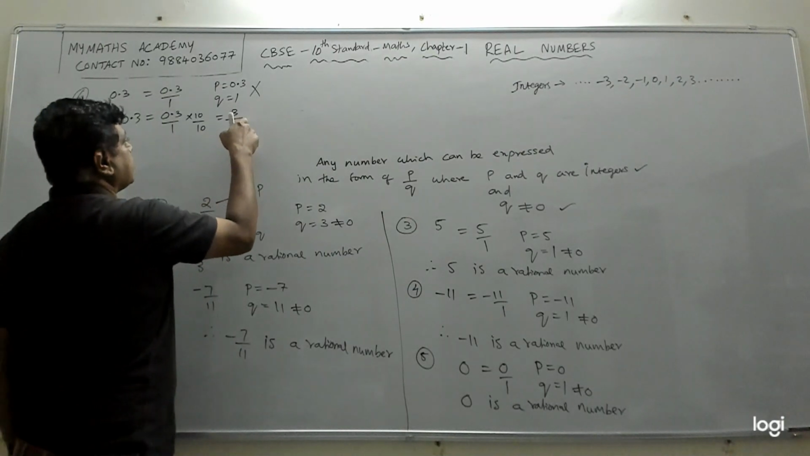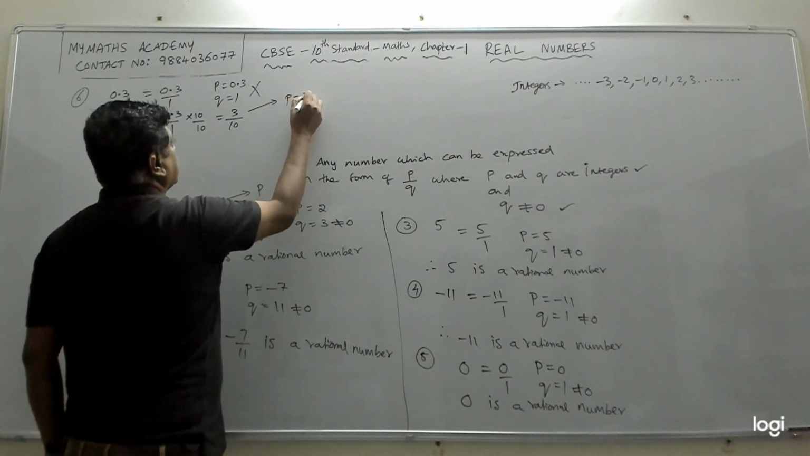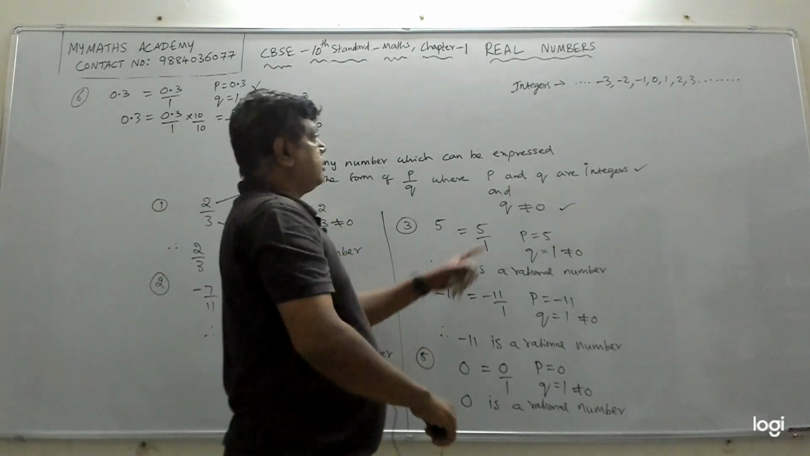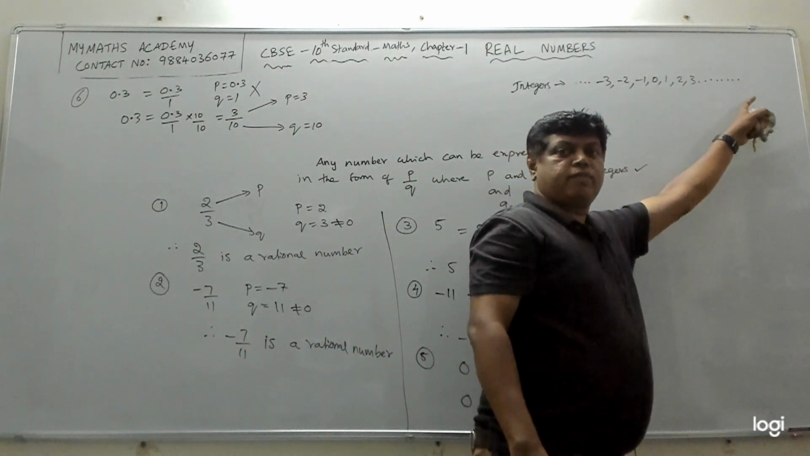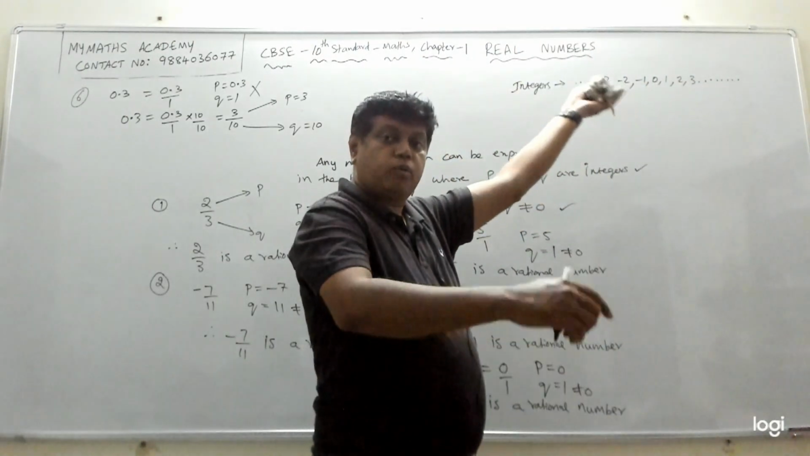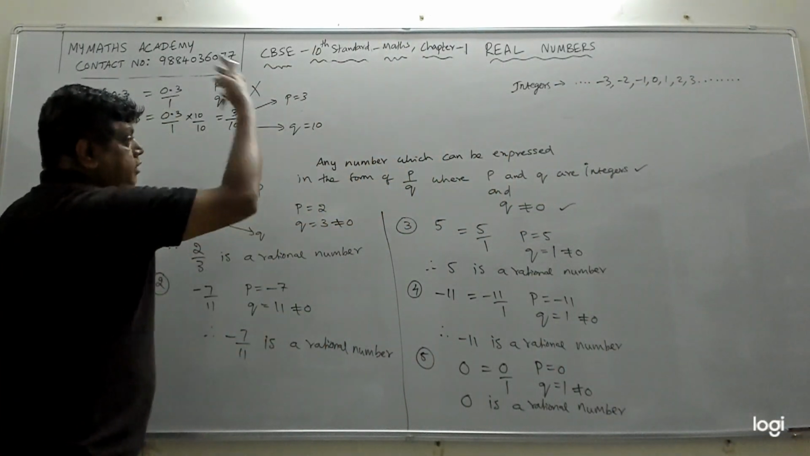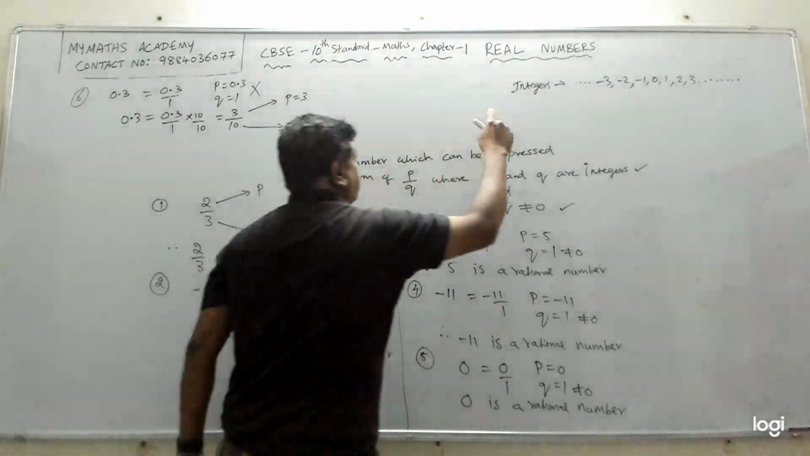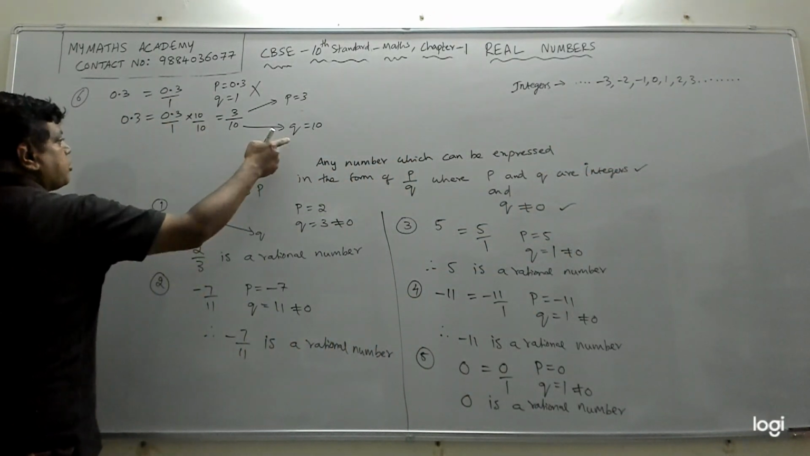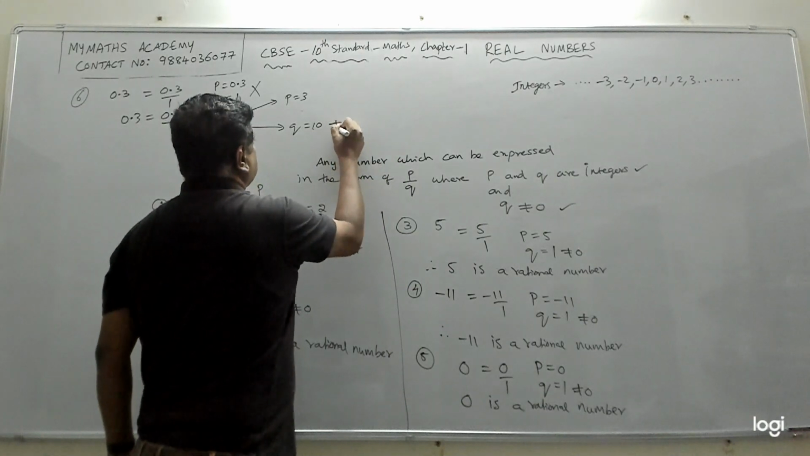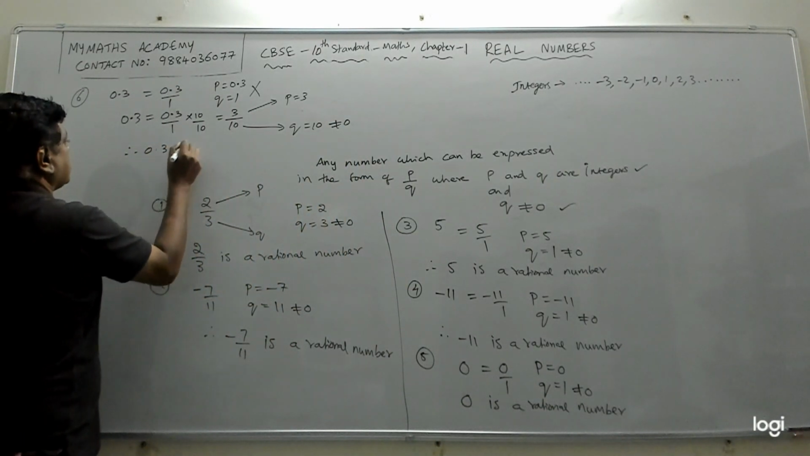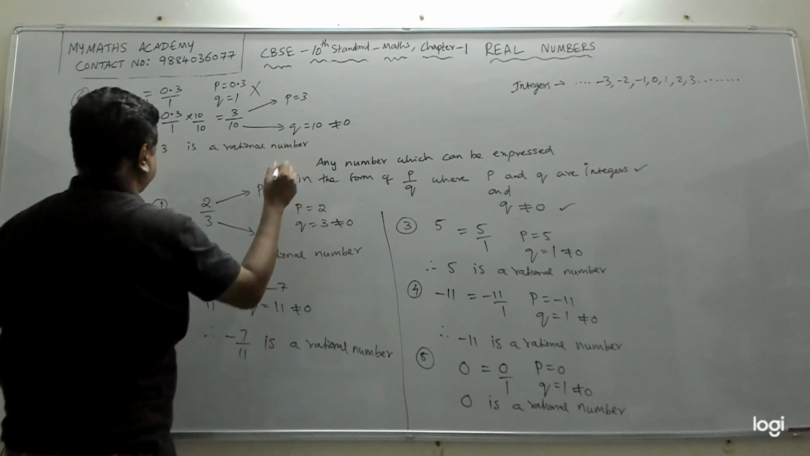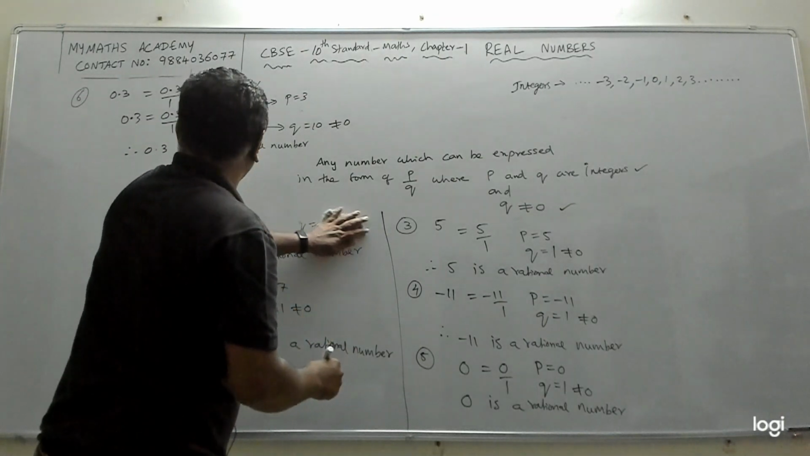Now, this is in the form of P by Q. What is P? P is 3. Q is 10. P is 3, Q is 10. Are they integers? Yes, they will come here. 3 I have written, then 4, 5, 6, 7, 8, 9, 10, 11. It goes till 100, 1 lakh, 1 crore. It keeps on going. Here also, with the negative sign, it keeps on going. So, 10 is an integer. 3 is also an integer. They are present in this set. And Q is not equal to 0. The denominator is not equal to 0. Therefore, 0.3 is a rational number. Clear? Fine. So, now the next example. Example 7.